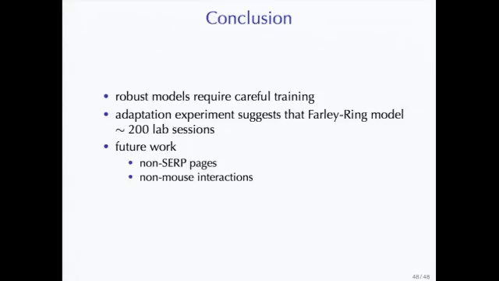the Farley ring model is about the equivalent to 200 lab sessions. And in terms of future work, you can think about the obvious things, which are to extend this to non-SERP pages. So how can we build models about people reading other types of pages, such as documentation pages or mail pages, etc. And finally, since a lot of interfaces are becoming more and more touch-based, we can start to think about generalizing these models to other devices. Okay, so that's it, and I'll take questions.